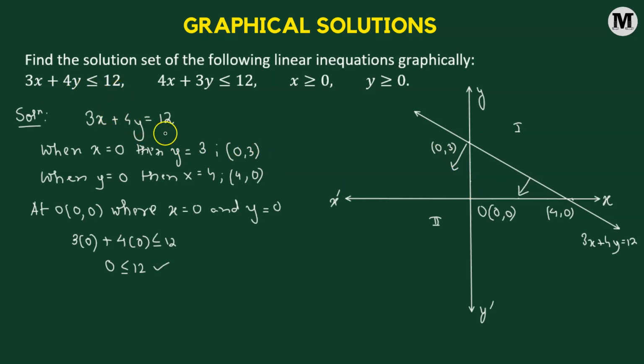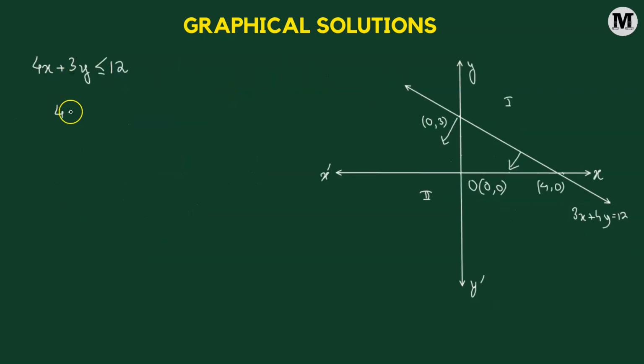Okay, next we'll go to the inequality 4x plus 3y less than or equals to 12. Again, we'll convert it to an equation. All we have to do is replace the inequality symbol with an equality symbol. So this will be equals to 12. Now our next task will be to sketch the graph of 4x plus 3y equals to 12. Same as the previous one, we're going to consider 2 points. When we choose x to be equals to 0, then y will be equals to 4. So that gives us the point 0, 4.